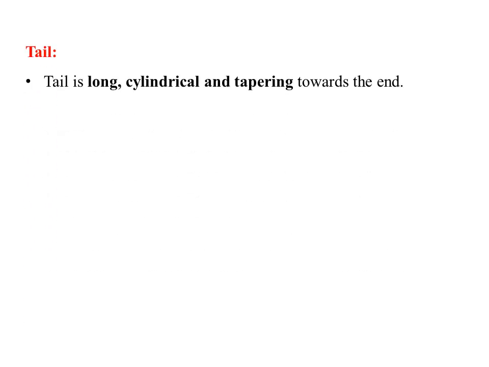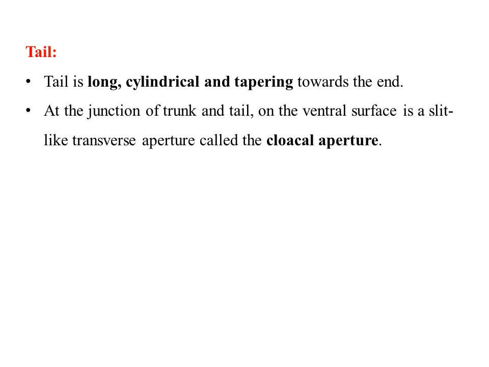Next one is the tail region. The tail is very long and cylindrical. It is tapering towards the end. At the junction of the trunk and the tail, on the ventral surface, there is a slit-like transverse aperture called the cloacal aperture, through which the excretory waste will be expelled out.